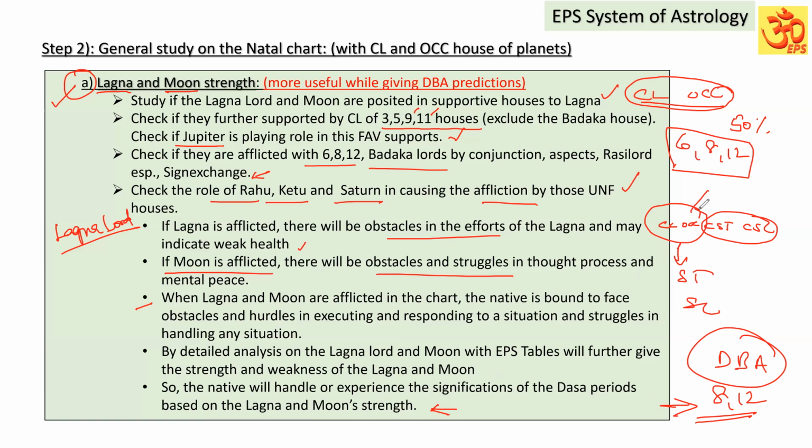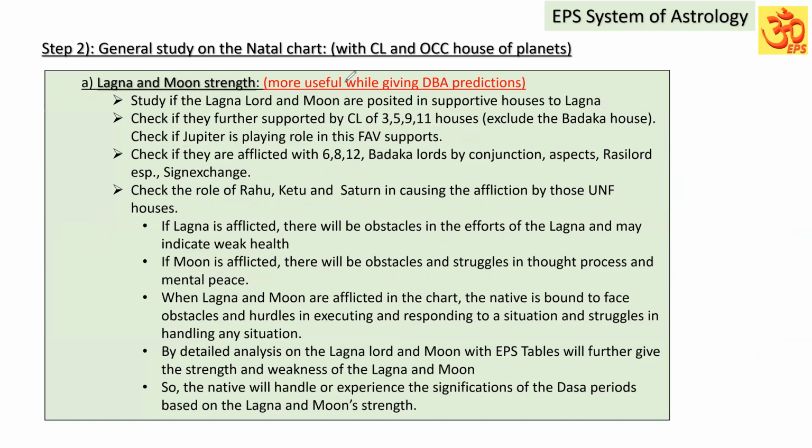As I said, we are talking only about CL and OCC. Only by the extended signification of the self-signification, star level and sub level, and through the EPS table, we can find the Moon strength and Lagna strength, whether they are strongly afflicted or not. So based on that only we can decide. But still, we have to keep it in mind: Lagna strength and Moon strength are important. I hope you have understood.